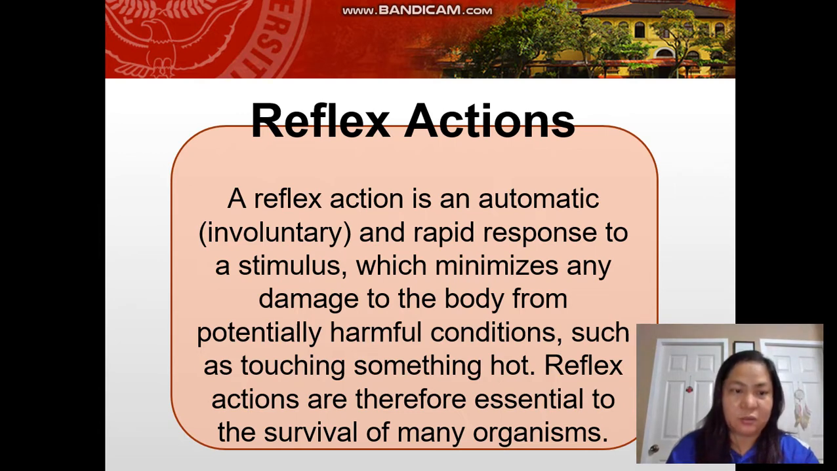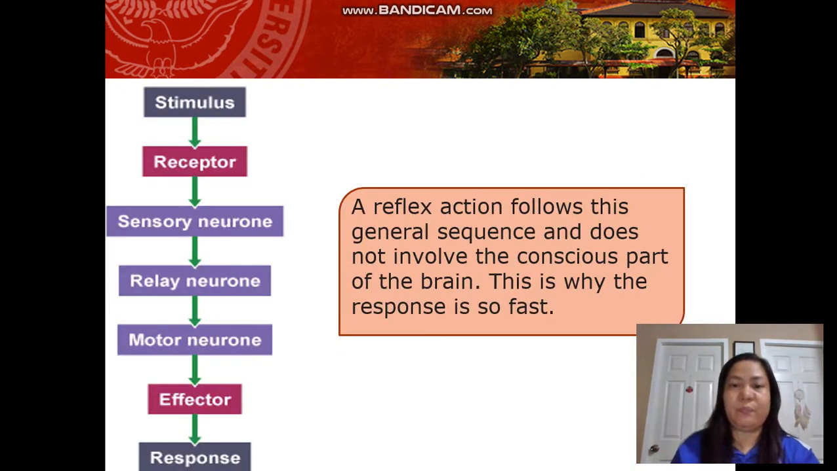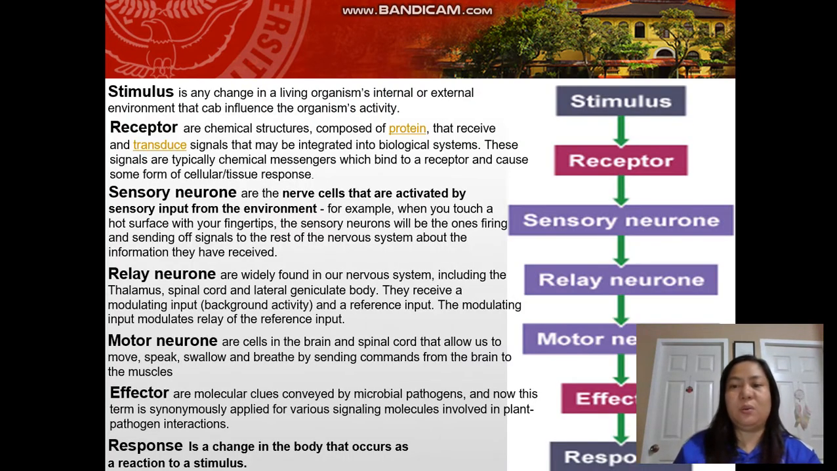A reflex action follows this general sequence, and does not involve the conscious part of the brain. This is why the response is so fast. From stimulus to receptor, sensory neuron, relay neuron, motor neuron, effector, and the response. Now we will identify those.